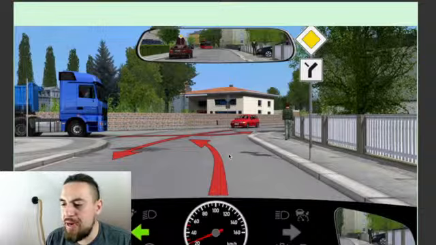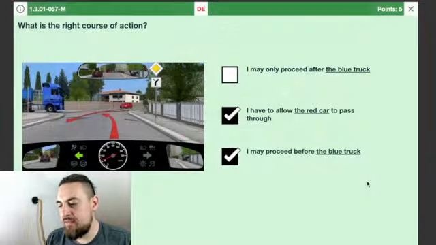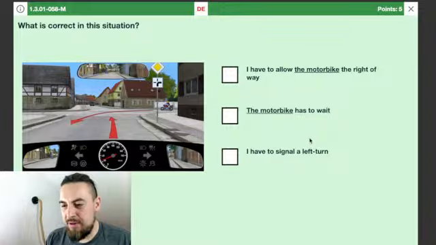However, we are about to cross the red car's way. So we are crossing his priority road. That's why we have to give him the way first. So let's solve it. The 2 and 3 is correct. What is correct in this situation?